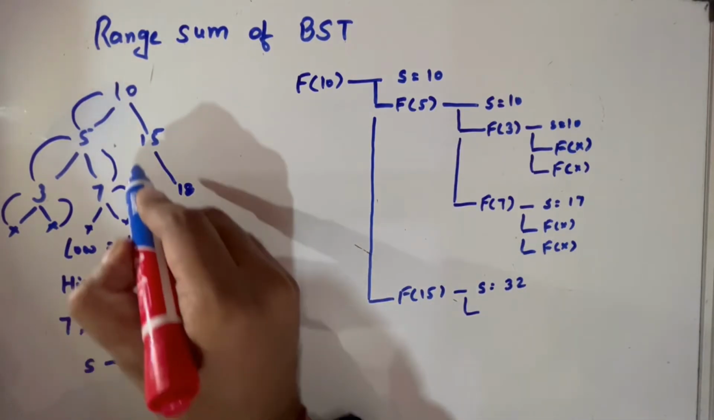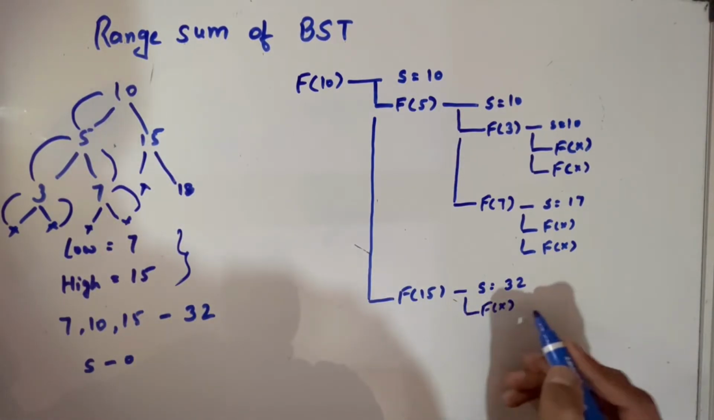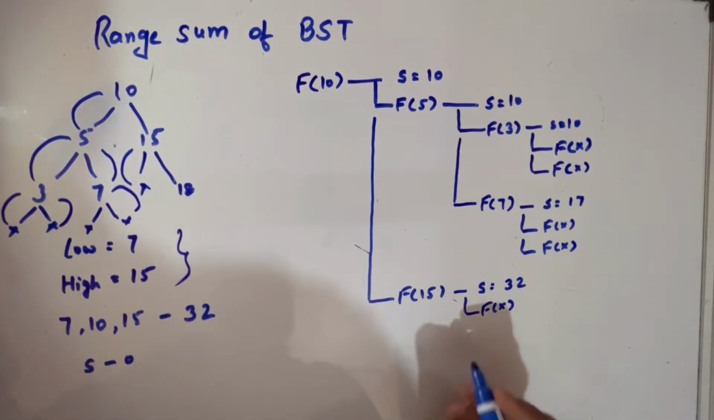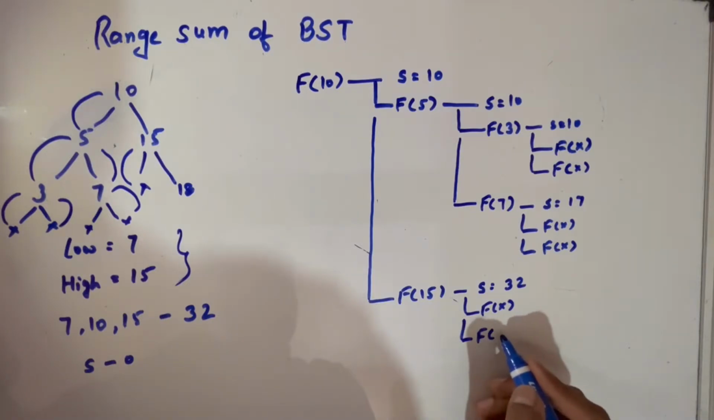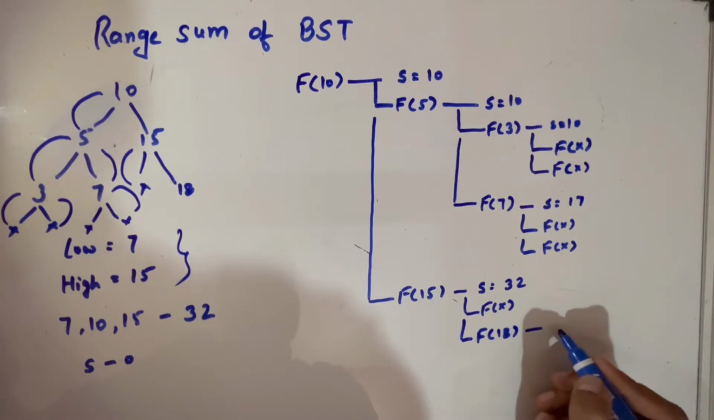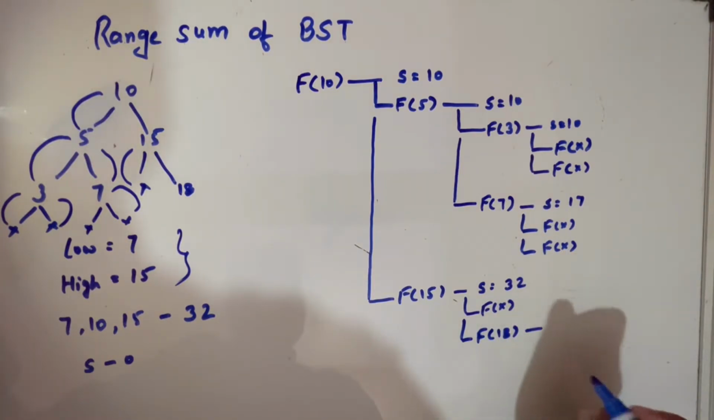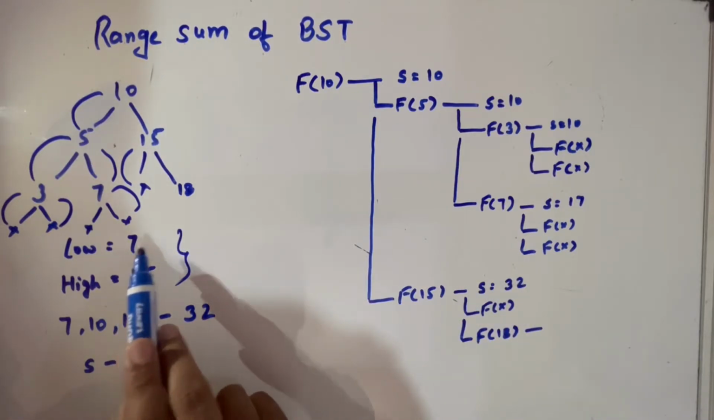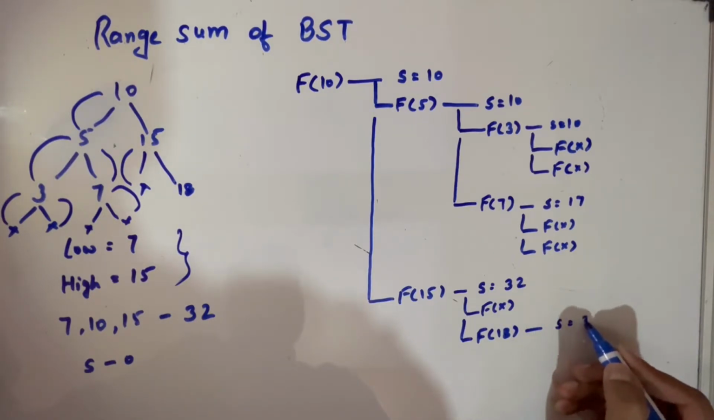Then its left is null, so a null call will be made and it will be returned back. Now the right call will be made, and the right call is for 18. Now friends, again it will check if it is null or not. It is not null, then it will compute it, but as we know that 18 is not in between this range, so sum will remain unchanged, that is 32.